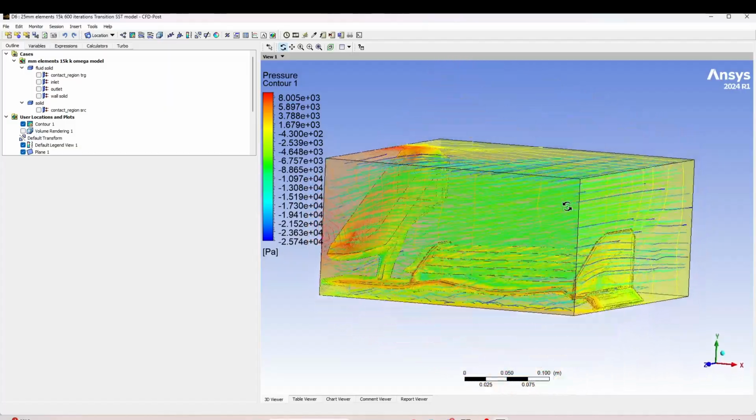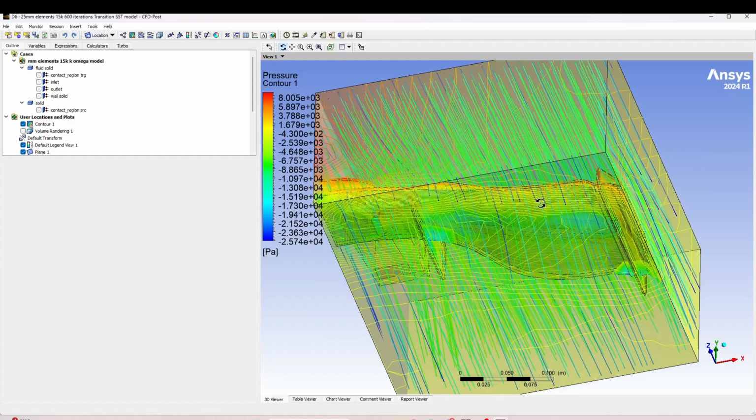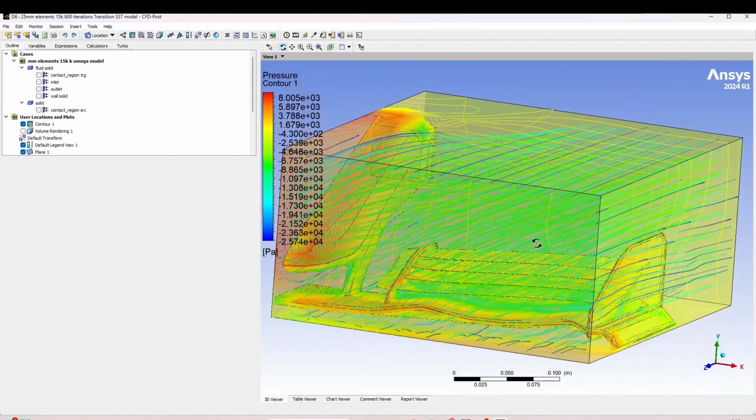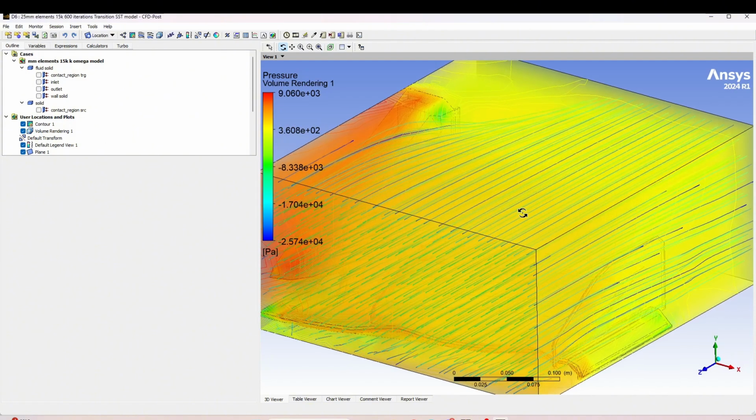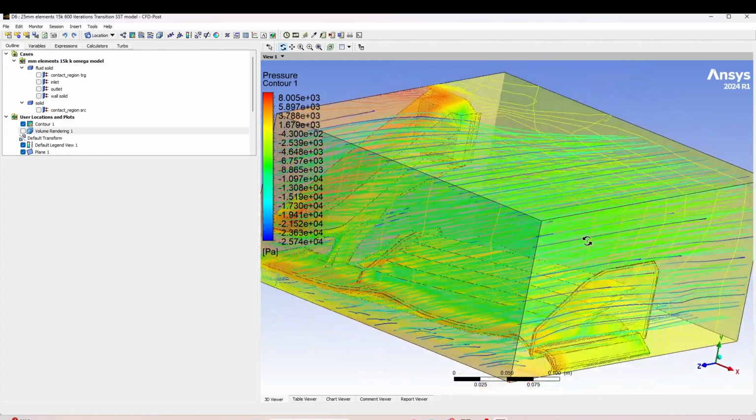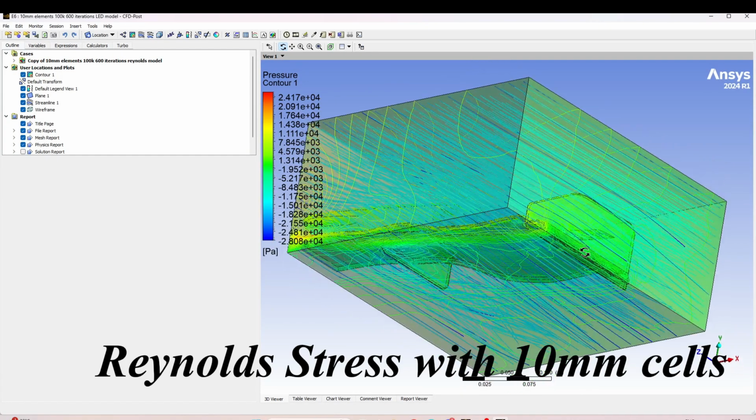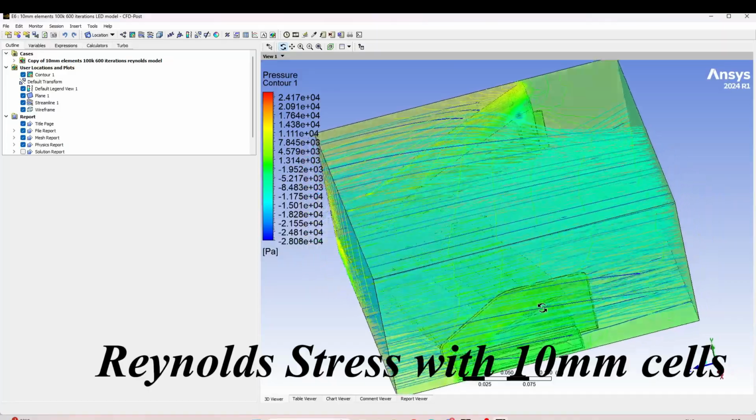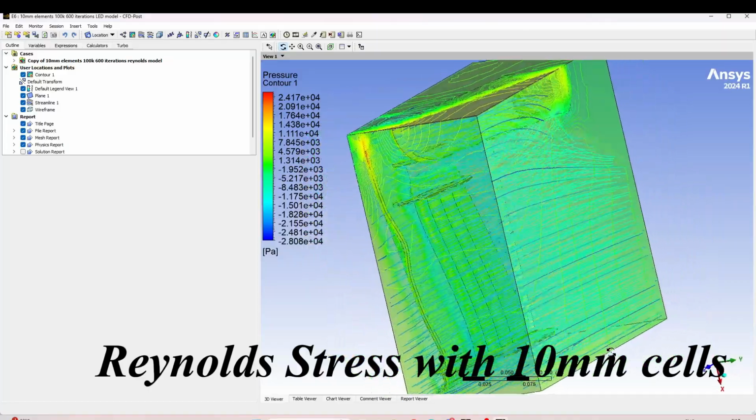Finally, the Reynolds Stress Model with 10 mm cells produces the highest detailed simulation as it uses 7 equations to predict the flow and is not as simple as the k-Epsilon models. It has to be mentioned that the higher detail in the last simulation is not just because of the Reynolds model, but also due to the significantly reduced cell size.